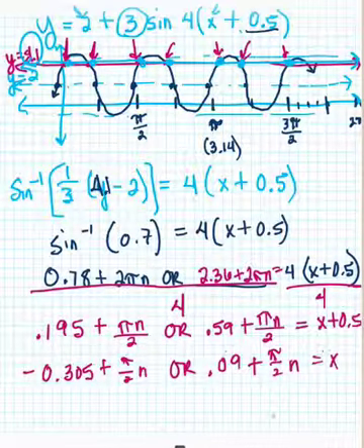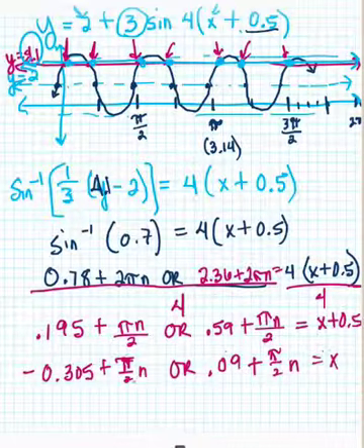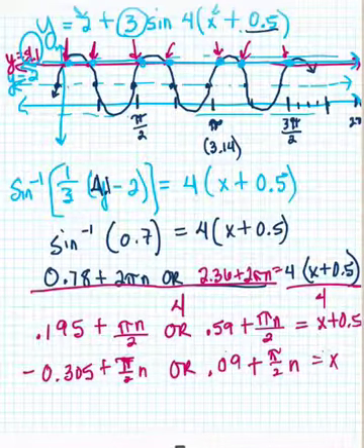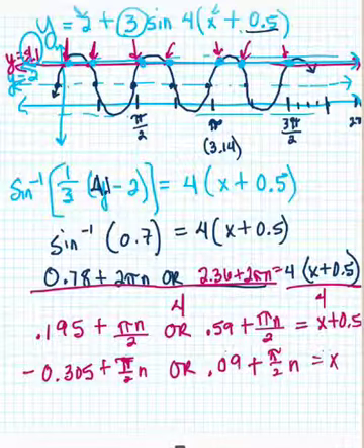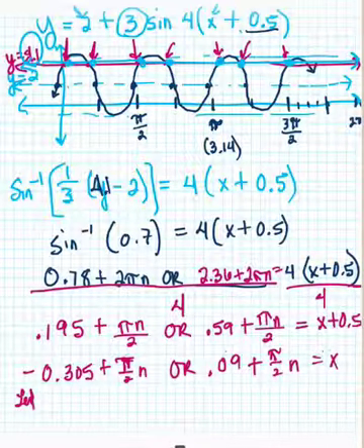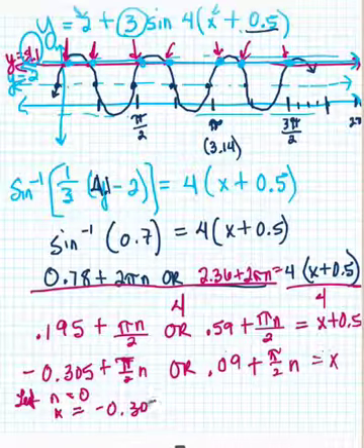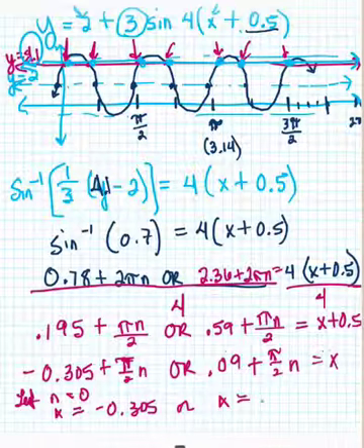Alright, so now we look at all the possibilities. Let's see. Can we let n be 0? If we let n be 0, I'll get a negative answer over here, and over here I'll get 0.09. I'll bet that's going to be my smallest one right there. That looks like it could work. So if we let n equal 0, we get x equals negative 0.305 radians, or x equals 0.09.